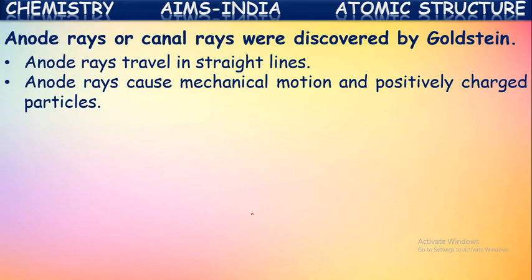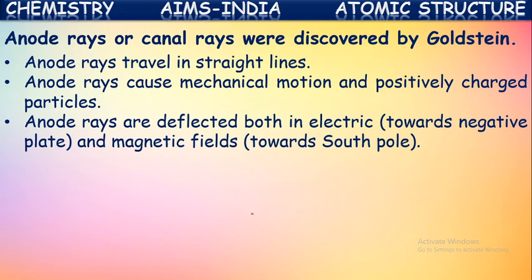Anode rays cause mechanical motion, and they are positively charged particles. Anode rays are deflected in both electric and magnetic fields, just like cathode rays, but in the opposite direction. In the electric field, they deflect towards the negative plate or negative electrode because they are positively charged. In the magnetic field, anode rays deflect towards the south pole.